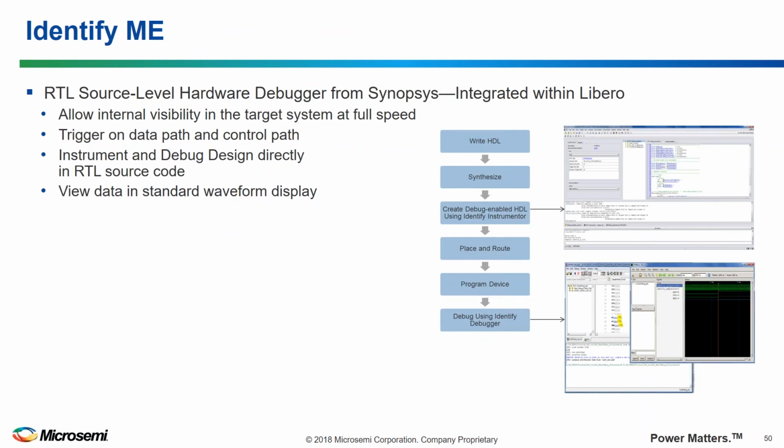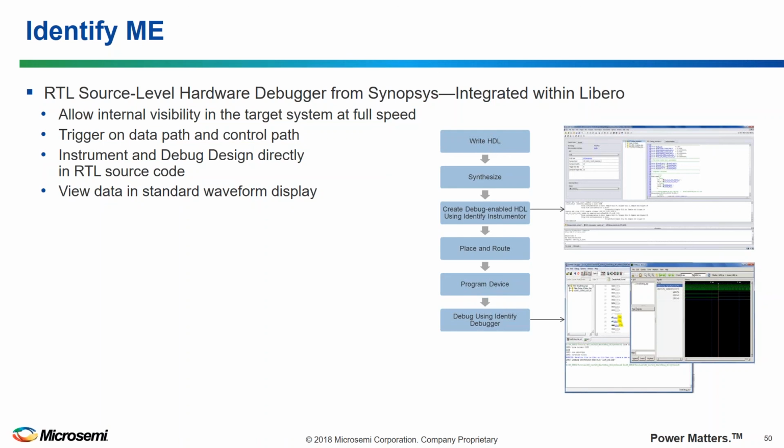And then another alternative for debugging is to use Identify, which is a Synopsys tool. It's included with Libero. You don't have to pay anything extra for it. This is an RTL source level hardware debugger, which means you start using Identify prior to synthesis. You would implement your design, open synthesis and launch Identify, and in Identify you can specify signals that you want to be able to trigger on, and breakpoints that are in the flow, either case statements or if statements that you want to be able to set a breakpoint on.